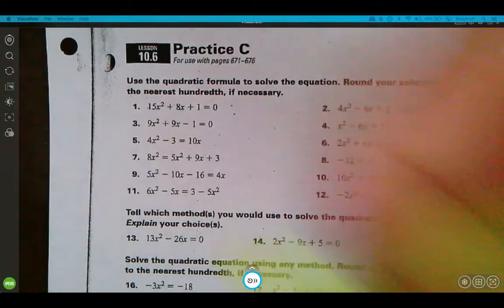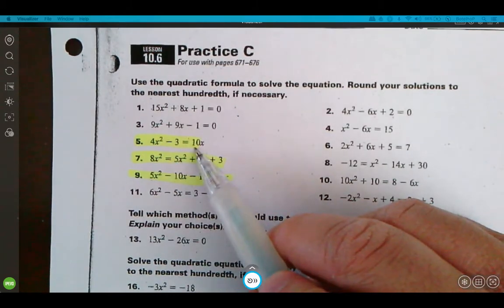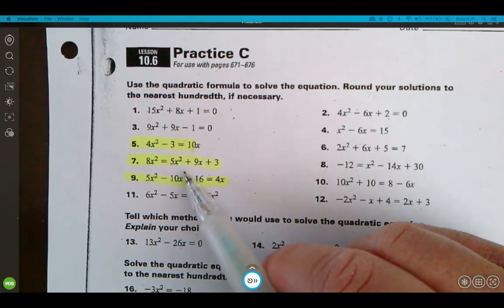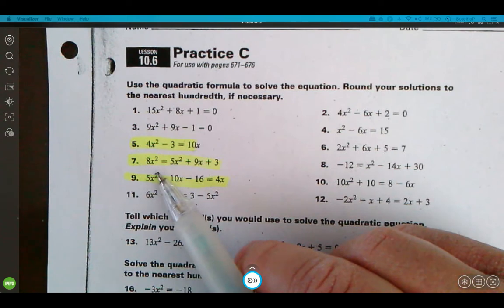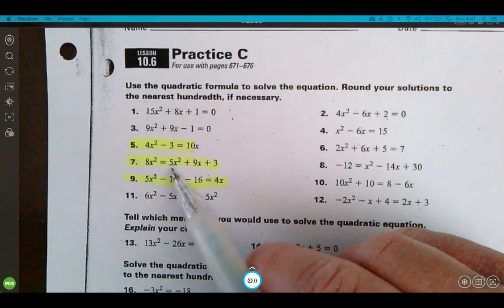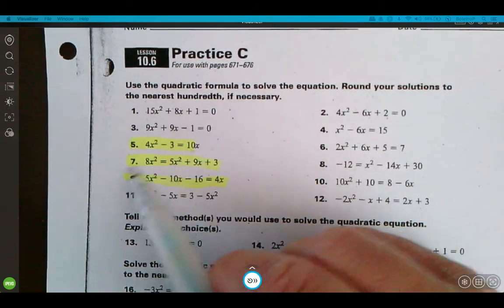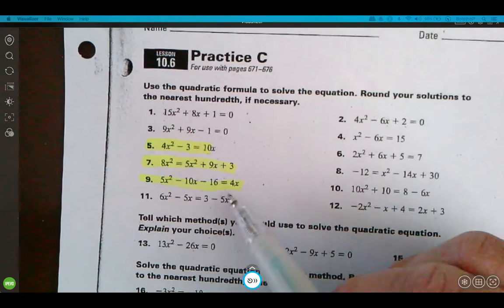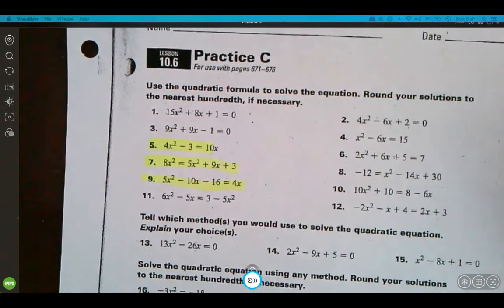And then I really just wanted you to practice the quadratic formula with 3 more questions. I randomly picked 5, 7, and 9. Notice there's a little bit of a twist here. Like here, you're going to have to subtract 10x from both sides. For this one, I would just subtract 8x squared from both sides, and then you get negative 3x squared plus 9x plus 3. Or you could subtract everything to that side, but it'll work out the same. Same thing here: subtract 4x from both sides and do the formula from there.